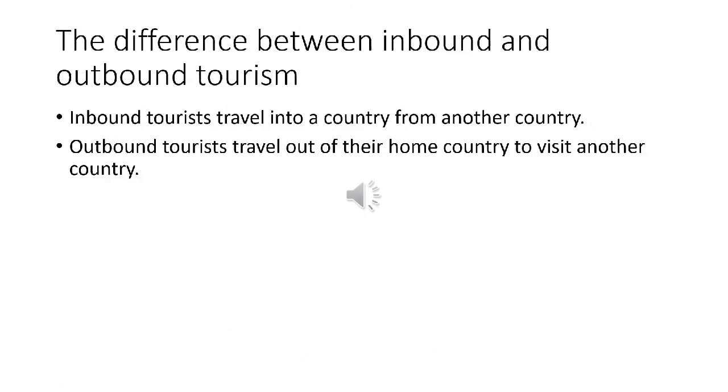The difference between inbound and outbound tourism. So it's important for you to know these terms because they'll carry you through until grade 12. So inbound tourists travel into a country from another country. For example, an inbound tourist is someone who travels from UK to South Africa. Outbound tourists travel out of their home country to visit another country. An example is someone from South Africa traveling to China. So that tourist, we call them an outbound tourist.